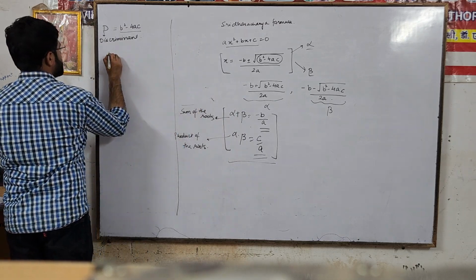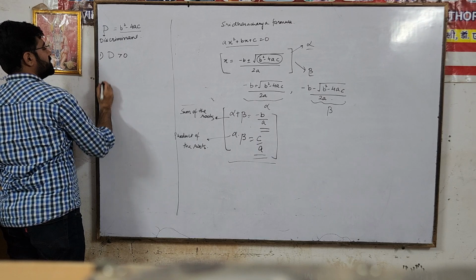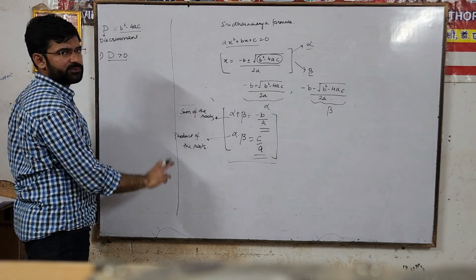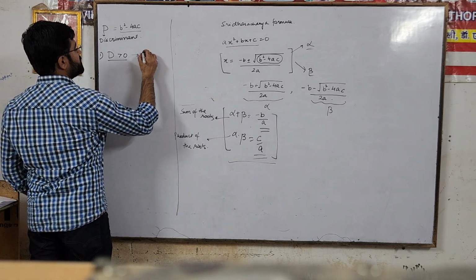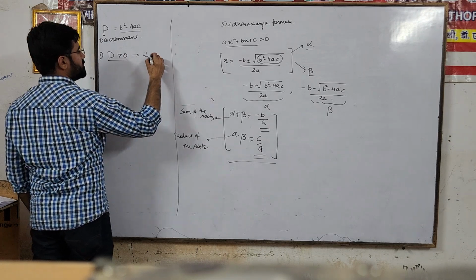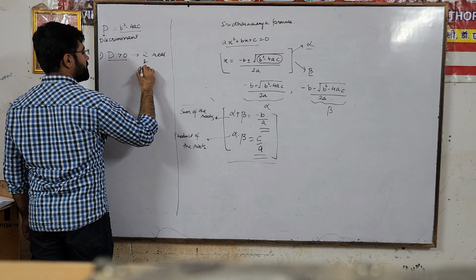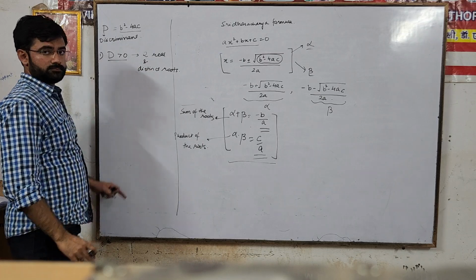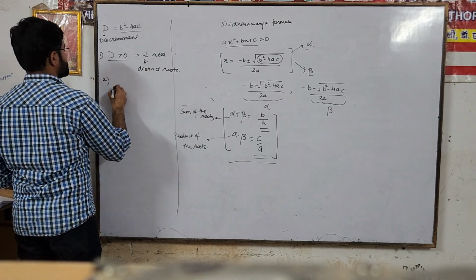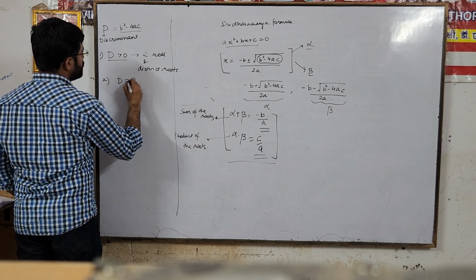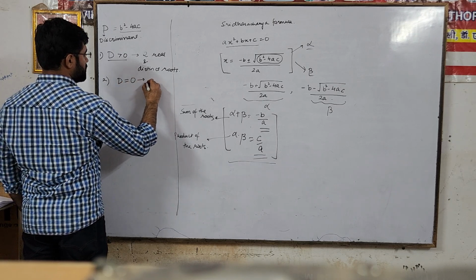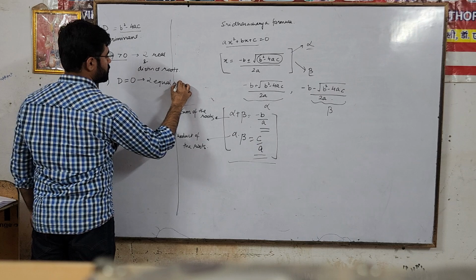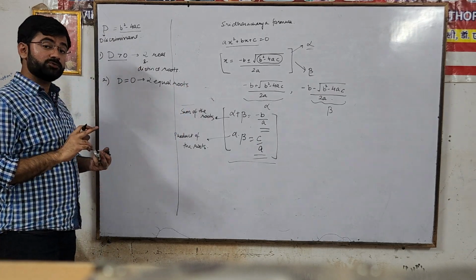First one, when your D is greater than 0, when your discriminant in any quadratic equation is greater than 0, that is b square minus 4ac is greater than 0, in that case you will have for that quadratic equation two real and distinct roots. Understood this? Second case, when your discriminant is equal to 0, in that case you will have two equal roots. Both of the roots are going to be equal.